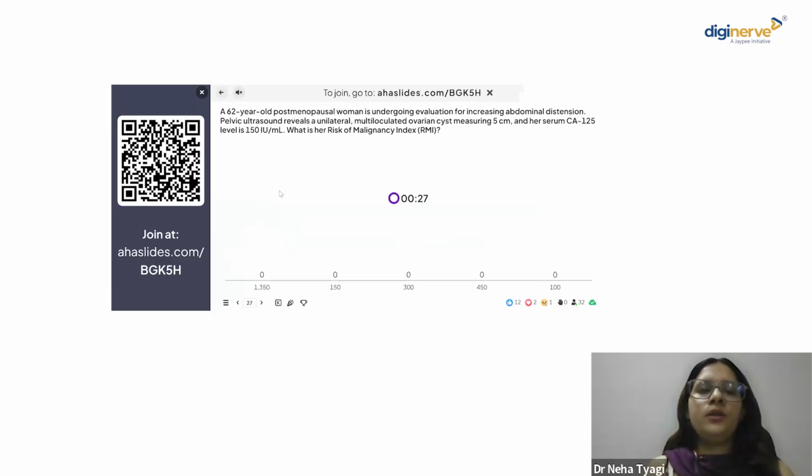A 62-year-old postmenopausal woman is undergoing evaluation for increasing abdominal distension. Pelvic ultrasound reveals a unilateral multiloculated ovarian cyst measuring 5 cm and her serum CA-125 level is 150 IU per ml. What is her RMI?